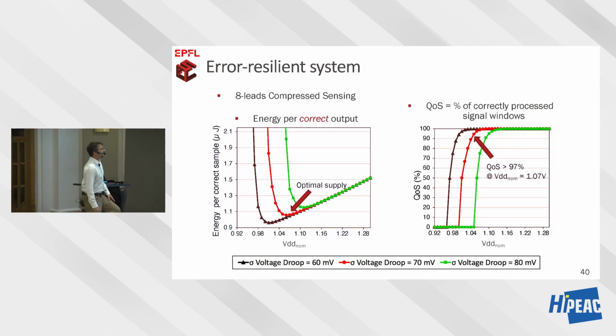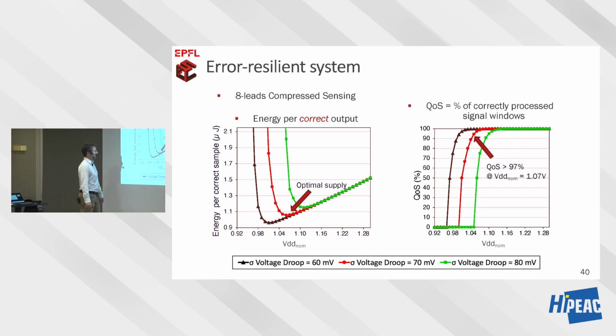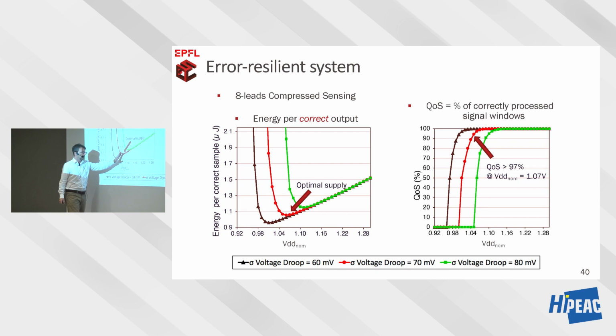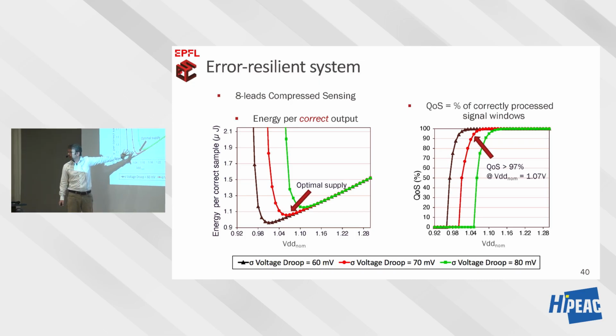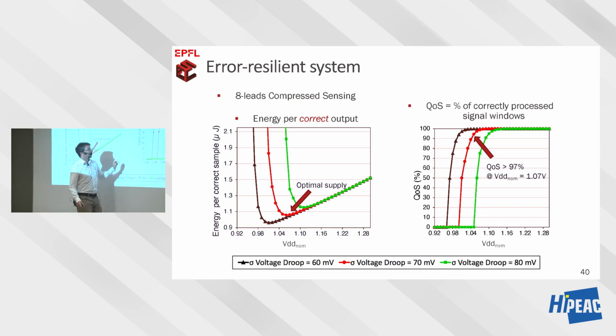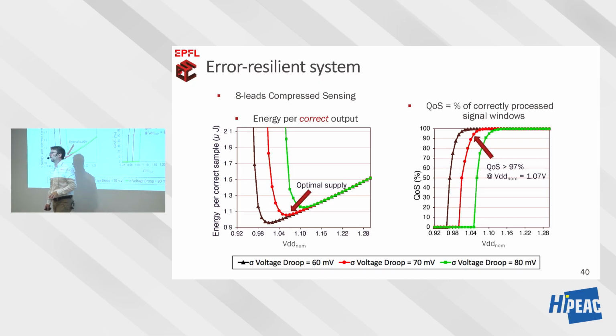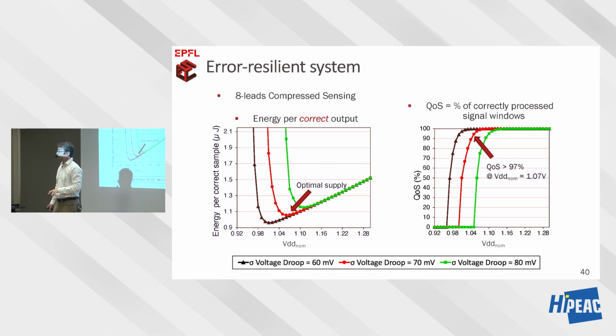So, what happens now? Well, we can see that there is an optimum, depending on the voltage supply and the noise which we have on the voltage supply, at which we have the maximum energy per correct output. Here, we are discarding too much, and this is wasting energy. Here, we are investing too much energy in order to compute something, and we could use a lower voltage. And it turns out that when we are at this minimum, the quality of service is still good enough. 90% of what we are computing is correct.